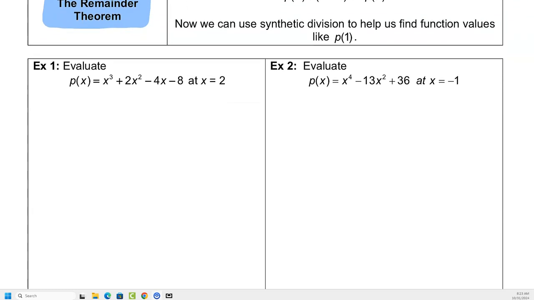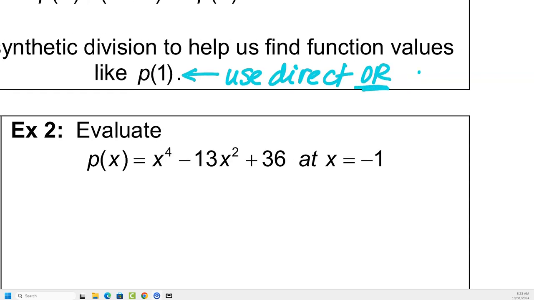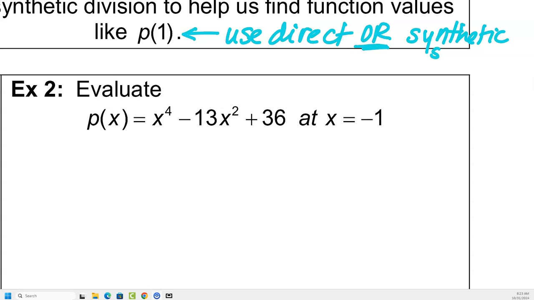Well, let's write this into our notes. So we say that we're going to do that. So here you can use direct substitution. So I'll say use direct, or more importantly, synthetic substitution. I'm kind of running out of room here, and I know I'm going to write below it.